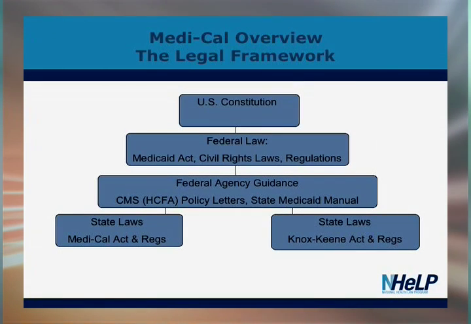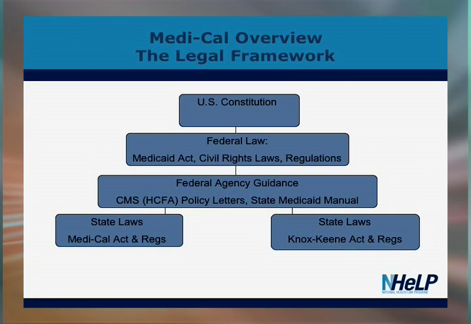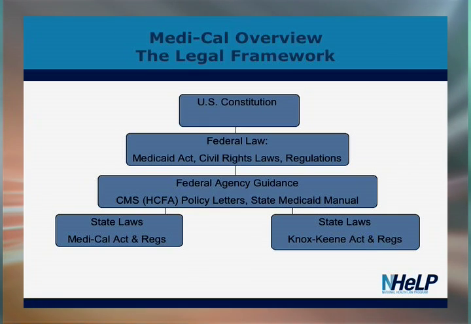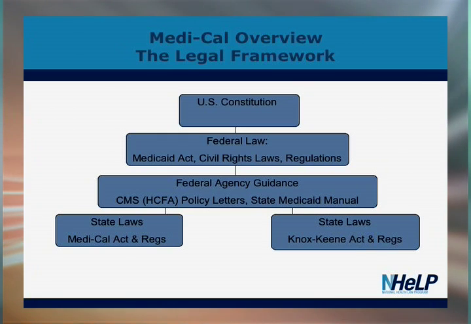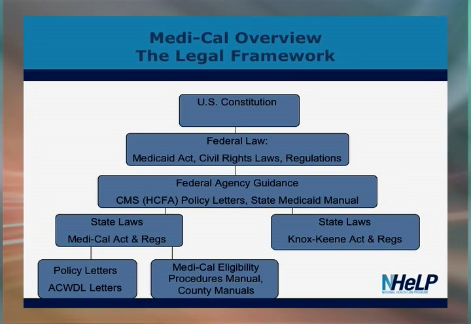Now we move on to the state portion of the legal framework. Just as federal law has a Medicaid Act and regulations, in California we have a Medical Assistance Act, which begins at Welfare and Institutions Code Section 14000, and Medi-Cal regulations that can be found at Title 22 of the California Code of Regulations, Section 50000. The state statute and regulations provide quite a bit of information about how the state implements the Medi-Cal program. Additionally, there is state policy guidance, which comes in the form of policy letters and manuals.